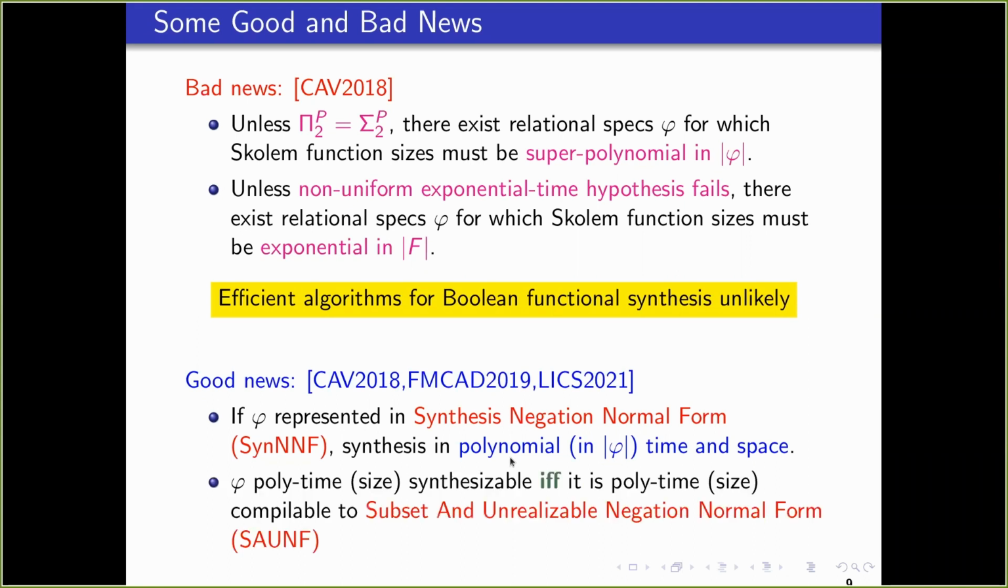And recently we were able to sharpen this result by saying that a specification is polynomial time or size synthesizable if and only if it can be compiled in polynomial time or size to a special normal form of circuits called, whatever this big name here, subset and realizable negation normal form. So this actually gives a circuit level characterization of when a specification is efficiently synthesizable time-wise or space-wise. I will not get into the details of these normal forms. That's perhaps the subject of another talk.